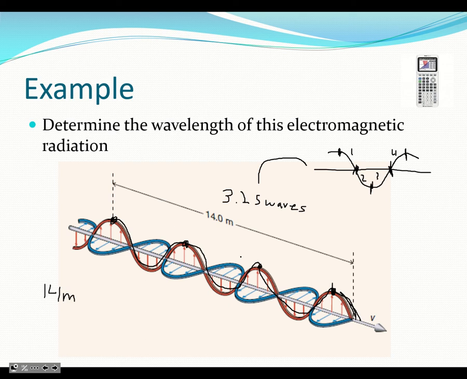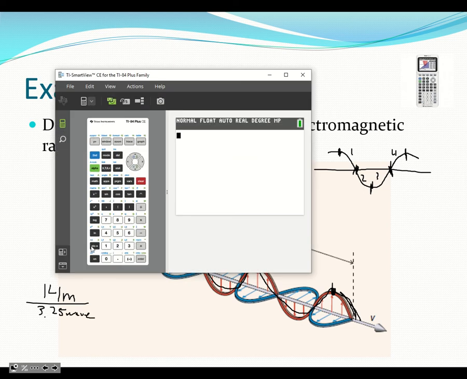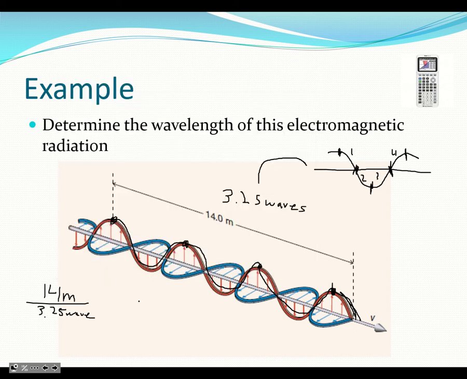Okay, and if we want to know how much one wave is, we just have to take our 14 meters, so that whole section is 14 meters, and divide it by our 3.25 waves, and we can find out how many meters are in between each wave. So 14 divided by 3.25, and our wavelength is 4.3 meters. Okay, so that's how we determine our wavelength.